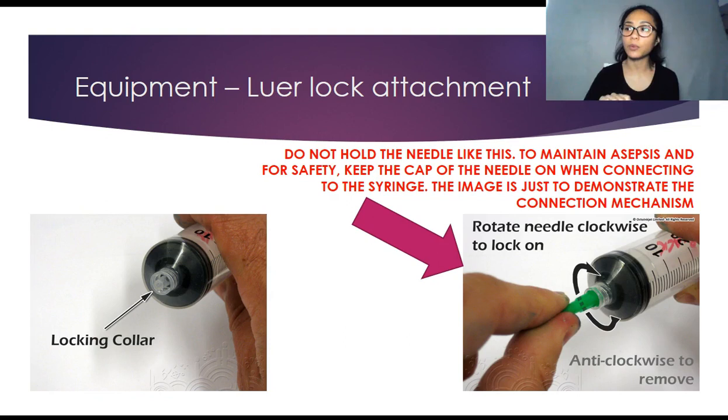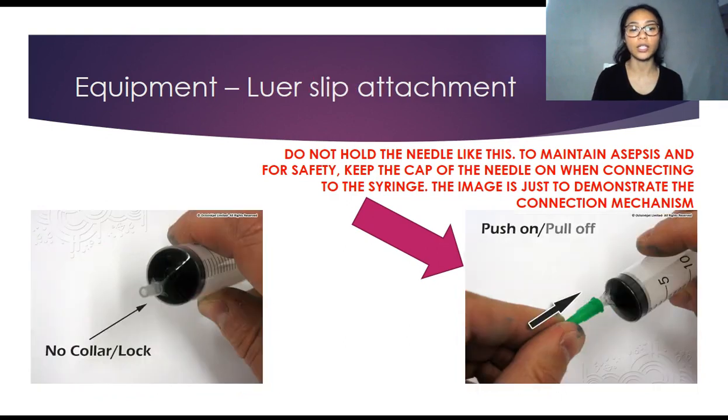It's just to depict that we're turning in order to lock the needle into place and anti-clockwise to remove. This likewise shows the difference with luer slip. So there's no collar, there's no locking mechanism. It's just push on and pull off. Again, we do not hold exposed sharps with our fingers. That needle should be capped.